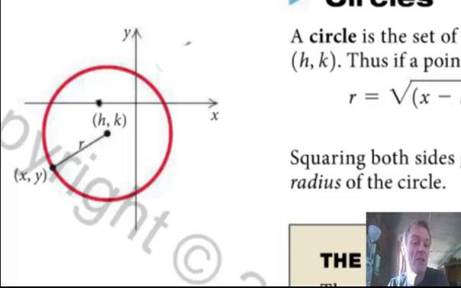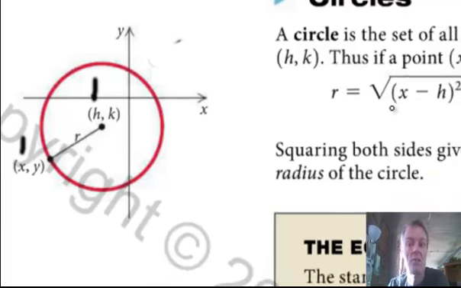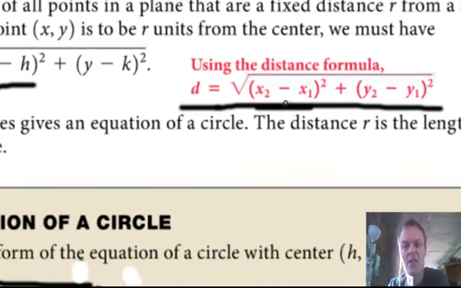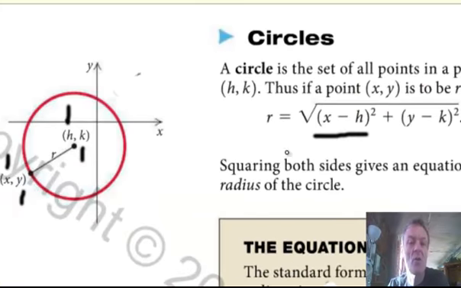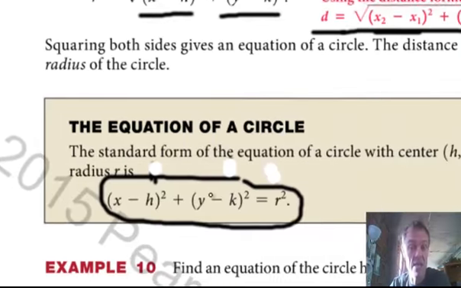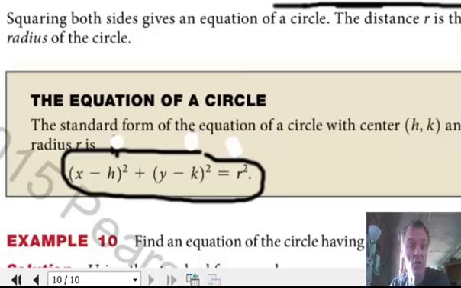So it is going to be (x minus h) all squared, instead of (x2 minus x1), and (y minus k) all squared. So that's the distance formula. Now if we square both sides, we get the equation of the circle right here, with h and k being the center and r the radius. That's it. Now let's just have a look at some examples.